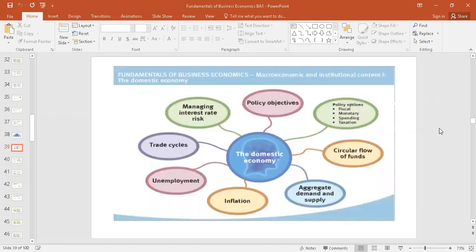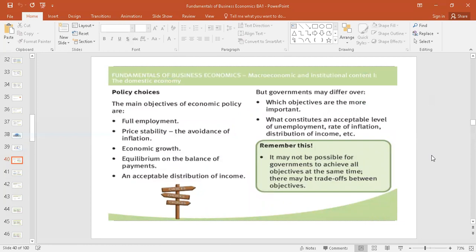The chapter title here is the domestic economy. So there are various aspects of the domestic economy which we have to look into. We have understood about the circular flow of funds, aggregate demand and supply. So there are certain policy options we will be looking into. We will understand about inflation, various trade cycles, that part. So let's start with what are policy changes.